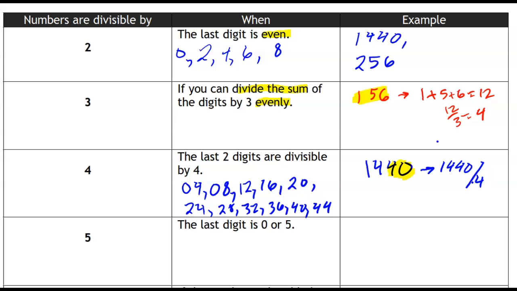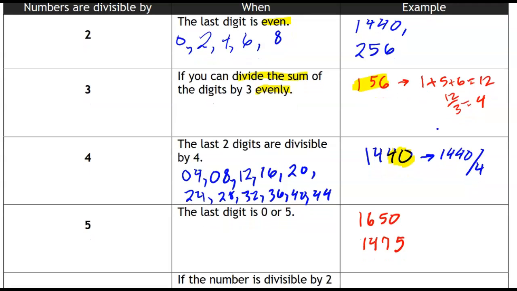5 is usually easy. It ends in a 0 or a 5. So 1650, 1475. Those both divide by 5. So those are the main ones: 2, 3, 4, and 5, and you should know those because usually one of those will work, or those are easily checked.